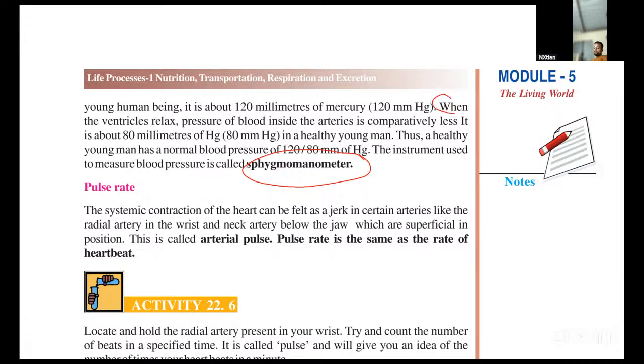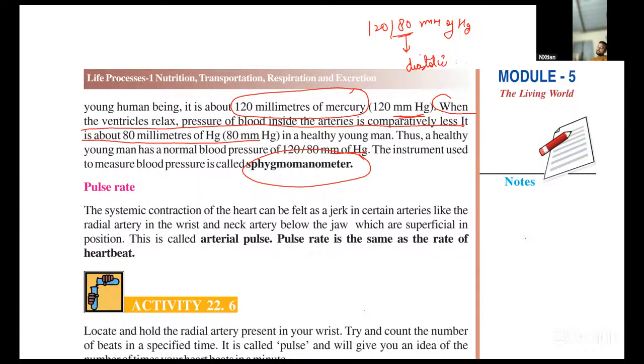When the ventricle relaxes, the pressure on the blood inside the artery is comparatively less. It is 80 mm. When the heart contracts, the pressure is 120 millimeter of mercury. But when it relaxes, it will be 80 millimeter of mercury. That is called 120 by 80 mm of Hg. So 80 is called the diastolic stage.